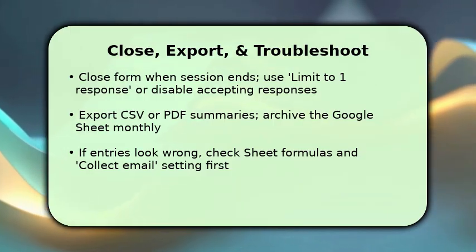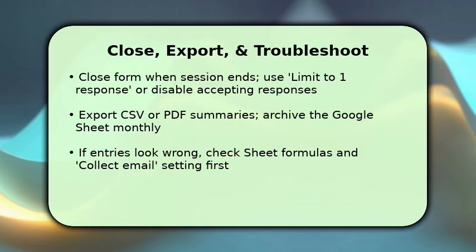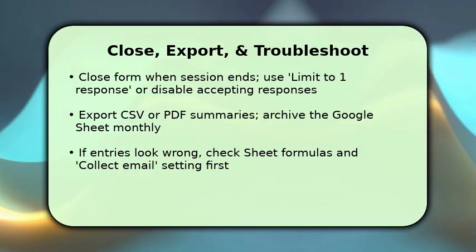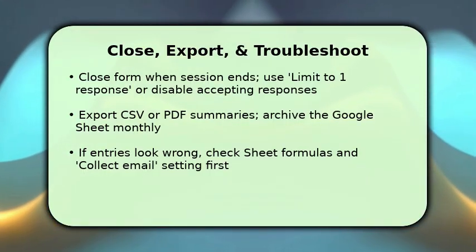If things go wrong, inspect the sheet formulas, and the forms collect email addresses setting first. Misconfiguration there causes missing or anonymous submissions, and fixing those clears most issues quickly.